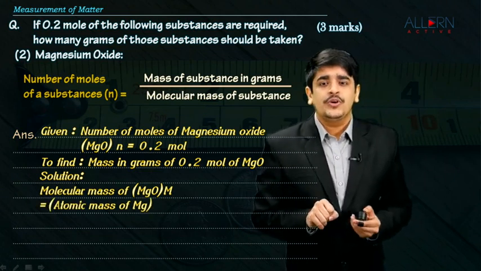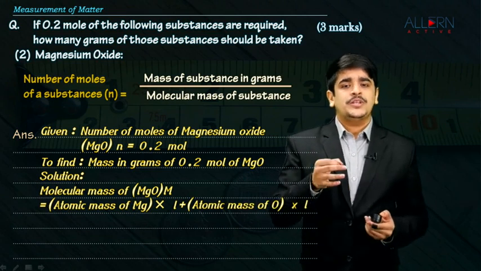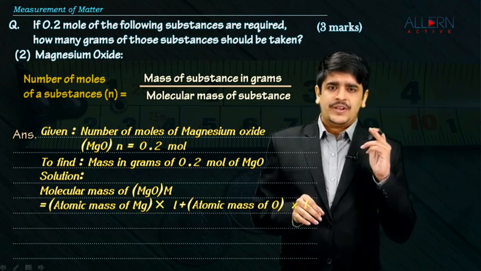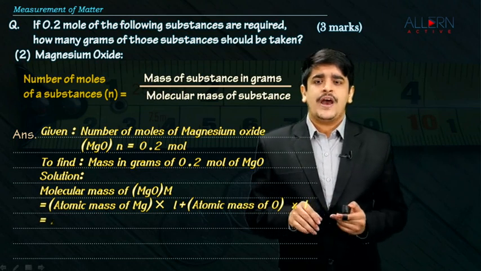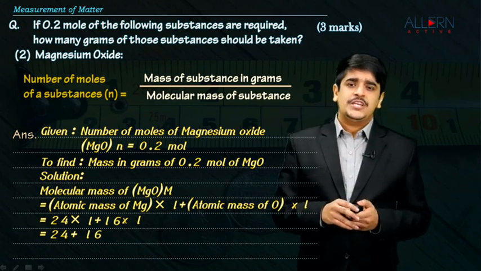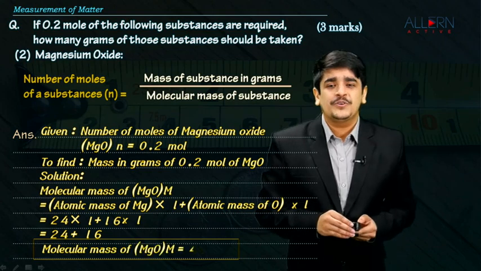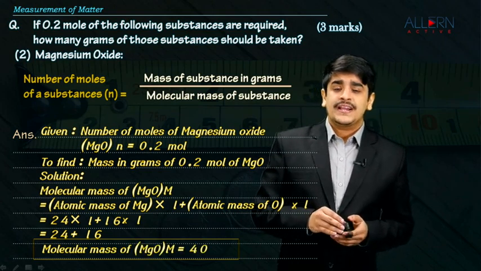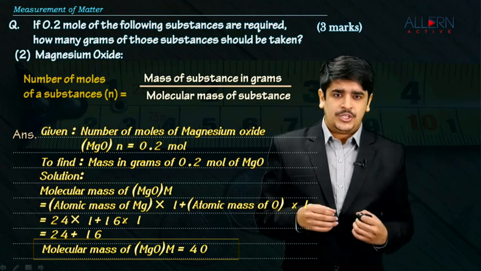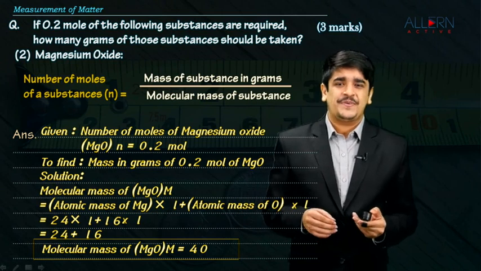So, what are we going to do? Take the atomic mass of magnesium, multiply by 1. Take the atomic mass of oxygen, multiply by 1. Substitute the values. For magnesium it's 24, for oxygen it's 16. So, I have 24 into 1 plus 16 into 1, 24 plus 16, which gives me the total value as, wonderful, exactly 40 grams of magnesium oxide. 40 grams of magnesium oxide is 1 mole of magnesium oxide. Keep that information in mind. We'll be needing it for the next part of this sum.